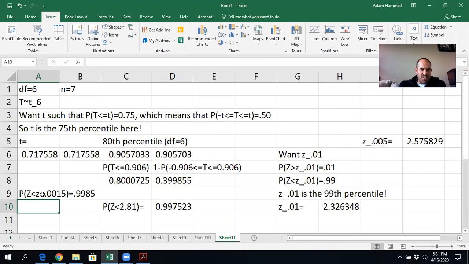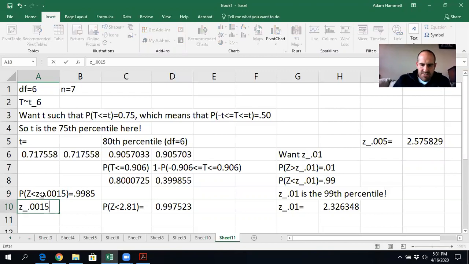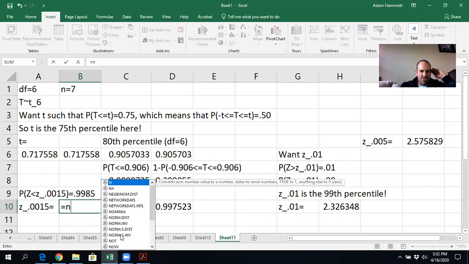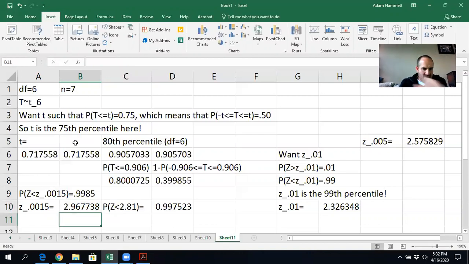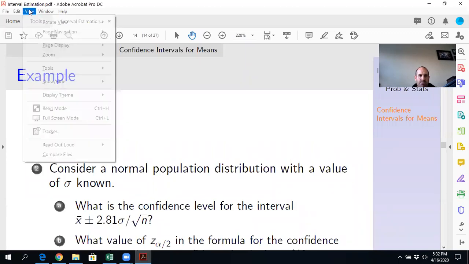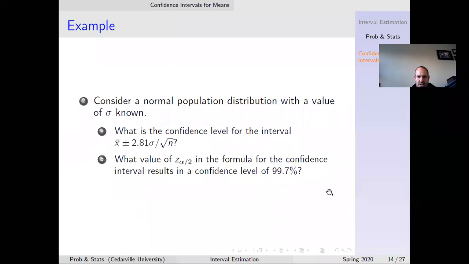So what is Z sub 0.0015? What's it equal to? Well, that's where I have to use the inverse function. So equals normal standard inverse, and I'm going to give the probability below this thing, which is 0.9985. So this is 2.97 is what we end up with. So going back over here, 2.97 is the answer. So this thing will be 2.97.